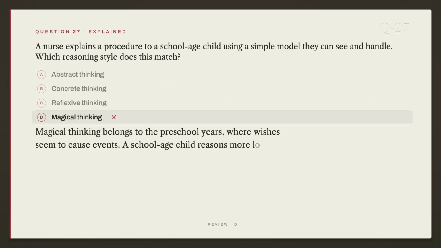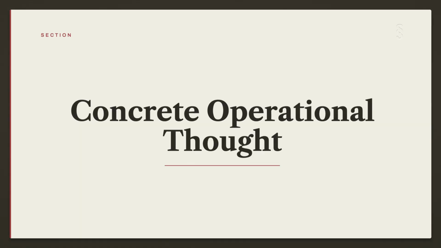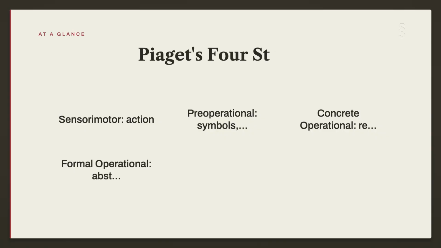A school-age child reasons more logically, relying on concrete rather than magical thinking to make sense of the world. Piaget's third stage of cognitive development, roughly ages 7 to 11, is when children reason logically about real objects and events but still cannot reliably reason about abstractions or hypotheticals. Piaget saw development as qualitatively different stages, not steady learning.